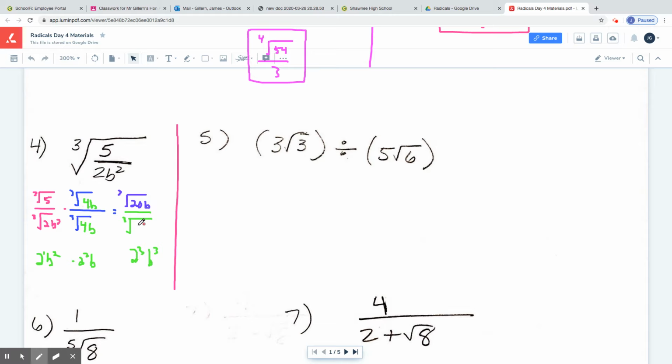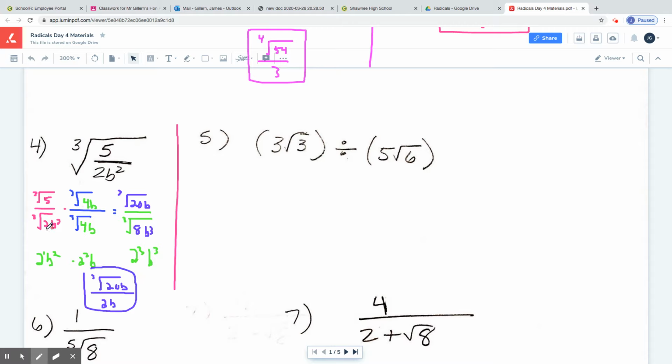Here I get 2 times 4, which is 8, 2 cubed, b cubed. And that means I get, as a final answer, the cube root of 20b, which I can't do anything with, all over the cube root of 8, which is 2, and b cubed, which is b. The cube root of 20b all over 2b is your answer.